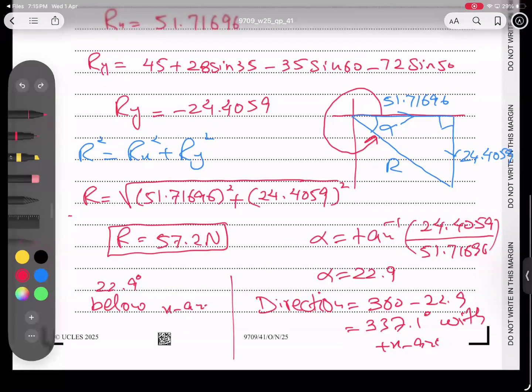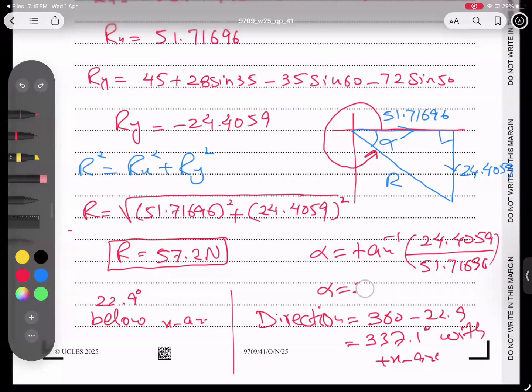Yes, students, this is a typing error. This is not 22, it is something else. I checked it now. It is 25.3 degrees. So when I subtract from 360, we get 334.7 degrees with the x-axis, or we can say 25.3 degrees below the x-axis. Both answers are correct.